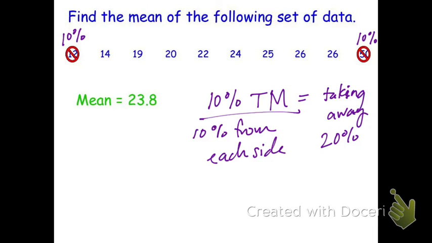So take those away and find a new mean. What is the mean? 22. Do you want us to go ahead and calculate it? Yeah, the new mean should be 22. Sounds good. Are we okay with that? Yes, ma'am.